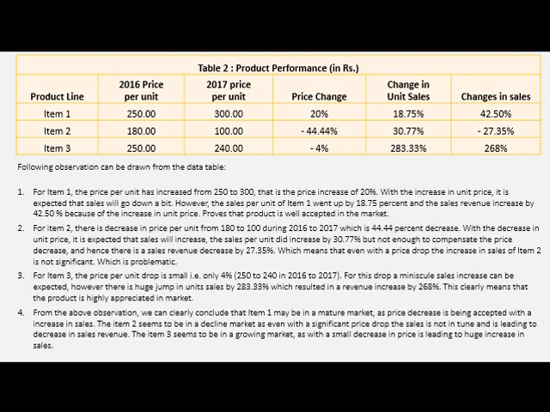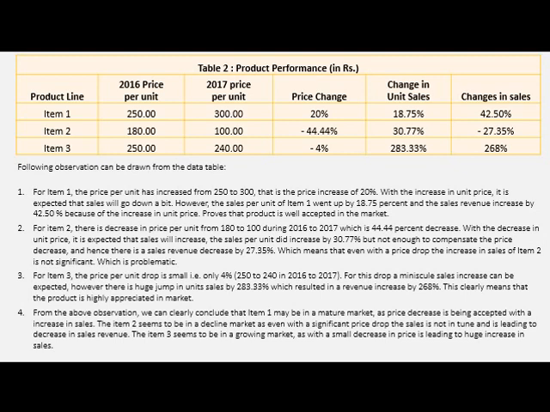From Table 2, we observe, point number 1: for item 1, the price per unit has increased from 250 to 300, that is a price increase of 20%. With this increase in unit price, it is expected that sales will go down a bit. However, the sales per unit of item 1 went up by 18.75% and the sales revenue increased by 42.50% because of the increase in unit price. This proves that the product is well accepted in the market.